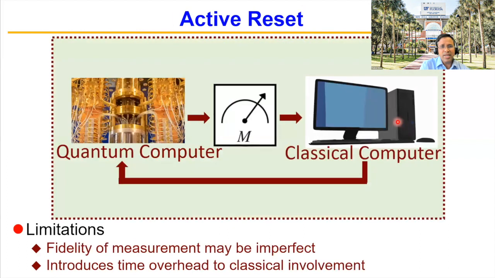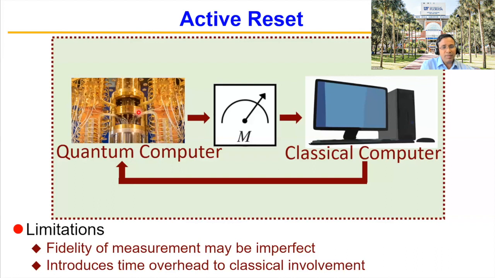In contrast, active reset, instead of waiting and hoping something will happen, measures the qubits. And then the classical computer basically says, well, it's going fine, keep applying pulses, and changes the pulses until you reach that state.